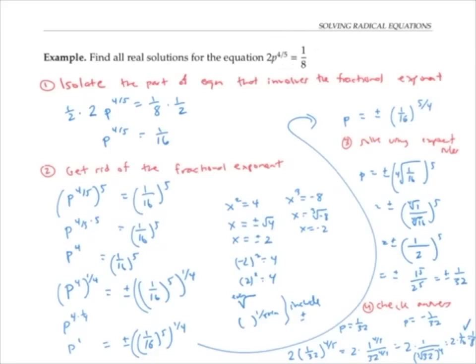Similarly, we can check that p equals negative 1/32 actually does satisfy the equation. I'll leave that step to the viewer.